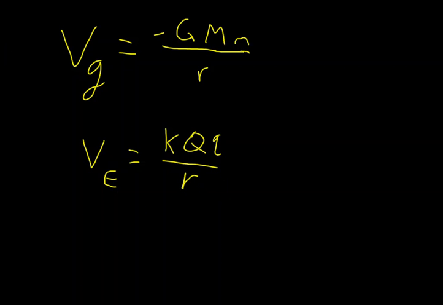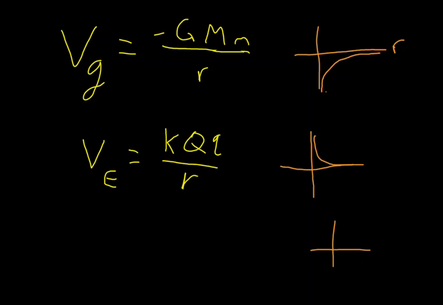And so if I were to graph this, you know, this is r. r can only be positive. It looks something like this. Same thing here. And this is for repulsion, if both charges are the same. This is for attraction here.